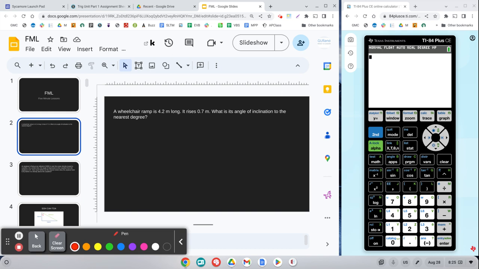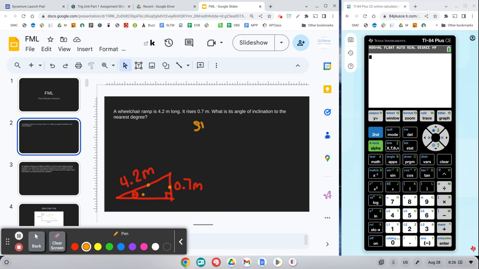So for this first one, a wheelchair ramp is 4.2 meters long. It rises 0.7 meters. What is the angle of inclination to the nearest degree? So if we have a wheelchair ramp that's going up like that, and it's 4.2 meters long, then it's risen 0.7 meters. So if this is the ground, this is our right angle, and we want the angle of inclination. You may be more used to the term angle of elevation, but it's the same thing. So we want to find theta, and we have this opposite side and the hypotenuse.